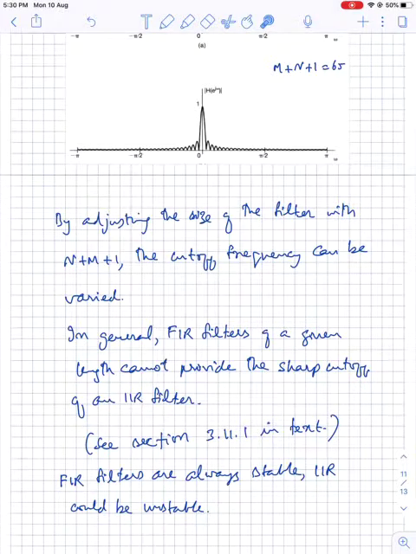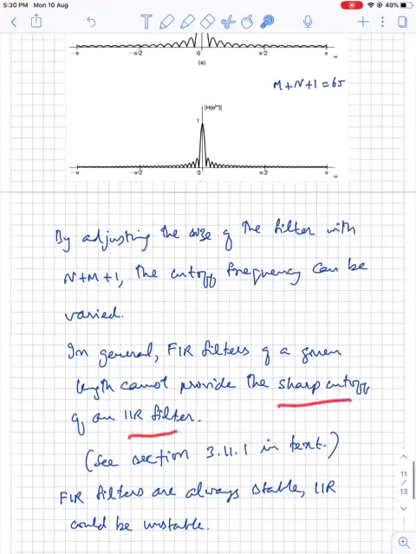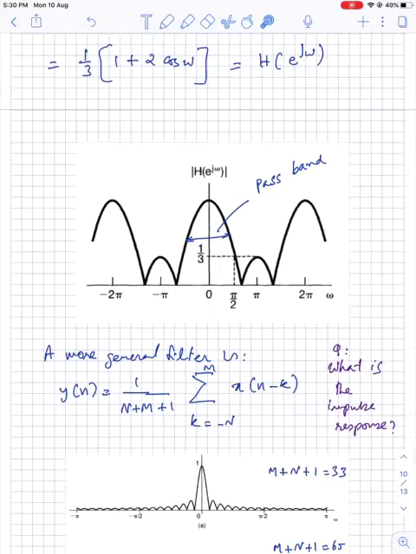But in general, FIR filters of a given length cannot provide the sharp cutoff of an IIR filter. If you say you want to cut off all values after this, does this filter achieve it? For most of the frequencies within this range, they are allowed to pass, but some of the frequencies after this are also coming through. This is because of the ripples in the filter.